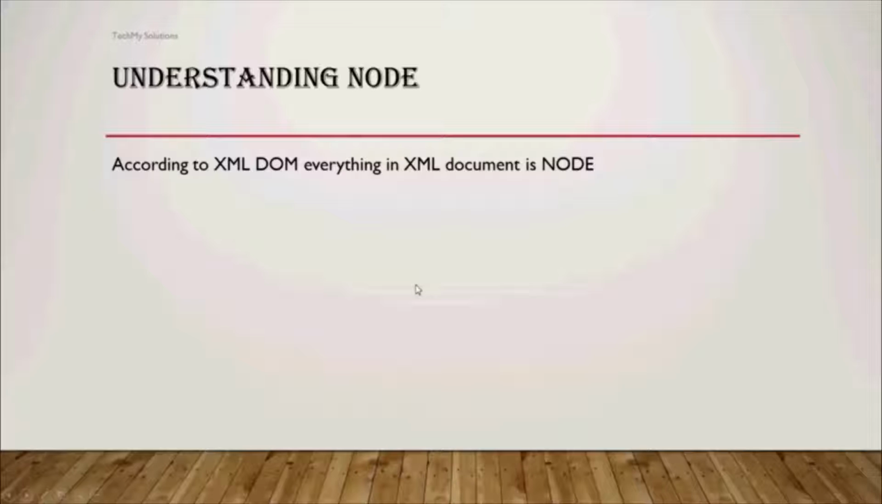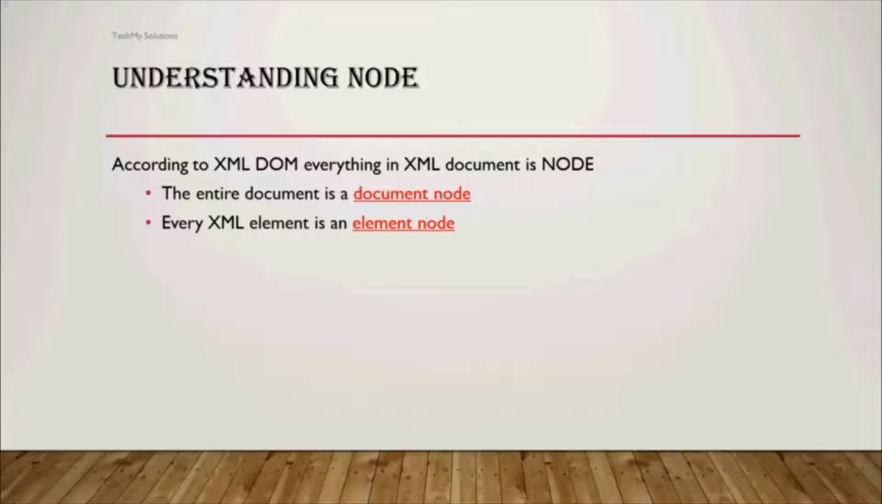Now moving ahead, let's understand what a node is. According to the XML DOM, the web page DOM, everything in an XML is a node. In my last tutorial, I said that anything in XML is a node, and there are seven different kinds of nodes. First is the document node. The entire XML document itself is called the document node. Every XML element is an element node, so every node name between the angle brackets is called an element node.